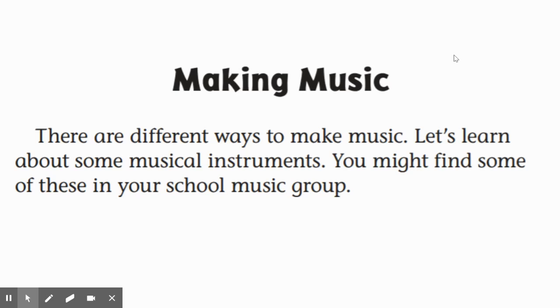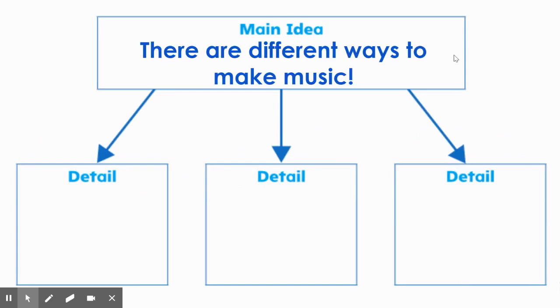So for right now, I'm going to jot down what I think is the main idea. And as I read, see if it continues to make sense and continues to be the main idea throughout the story. So right now, I'm going to make a prediction that the main idea is that there are many different ways to make music. So in my graphic organizer, I'm going to write, there are different ways to make music. Now again, you are not writing this down yet. You are just following along with me.